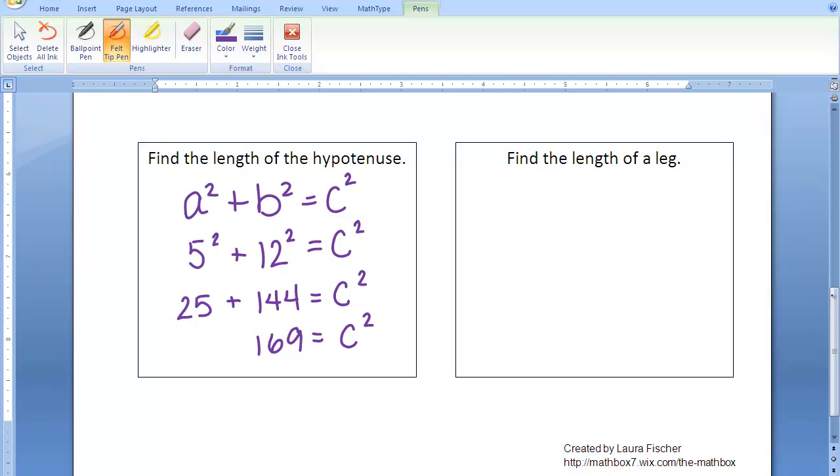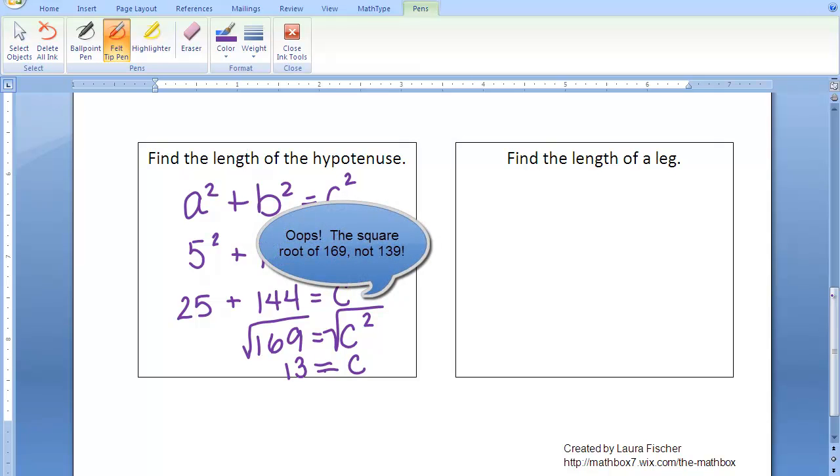The way we do showing our work for this, if we want to get the c all by itself and not a c squared but an actual c, we're going to take the square root of it. Square root of c squared is c, and the square root of 169 is 13. And that's the process when you have to find the hypotenuse.